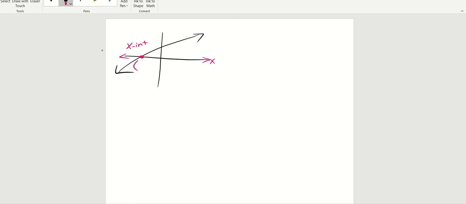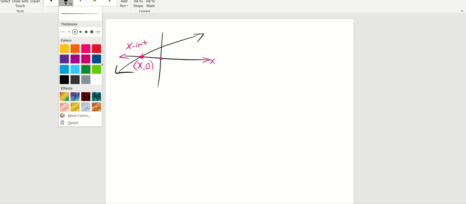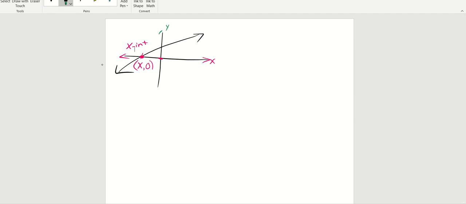So that means the x value is what you need to talk about, and then the 0 for the y is given. Then the y-intercept will be over here for the y-axis. So the point right here, that is your y-intercept. And you're just going to write down what the y value is because you already know that the x is at 0. Okay, so that's how you can find the x-intercepts and y-intercepts in a graph.